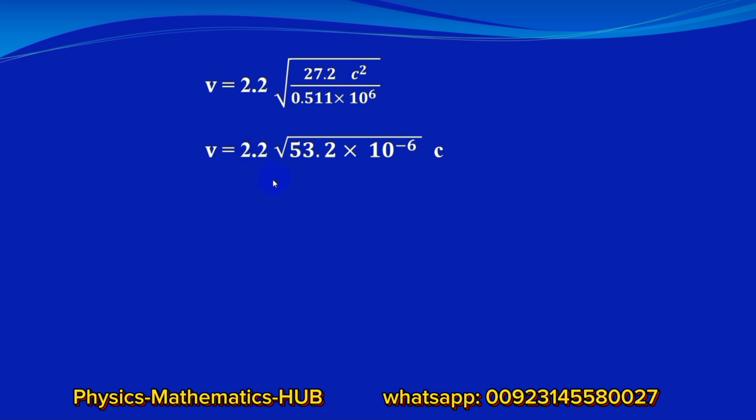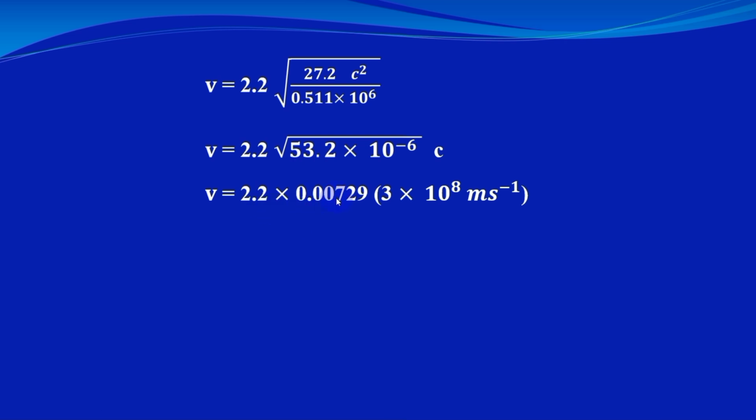After simplifying the above fraction, we get V is equal to 2.2 square root 53.2 multiplied by 10 to the power minus 6 multiplied by c. In the next step, calculating the square root, we get 2.2 multiplied by 0.00729 multiplied by speed of light.